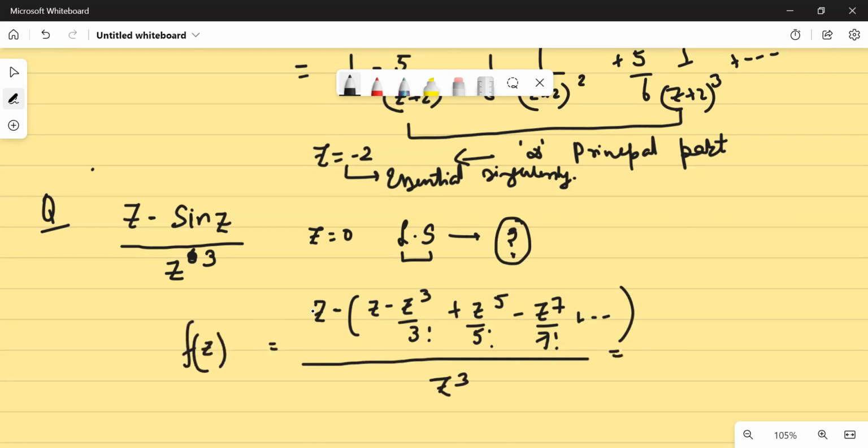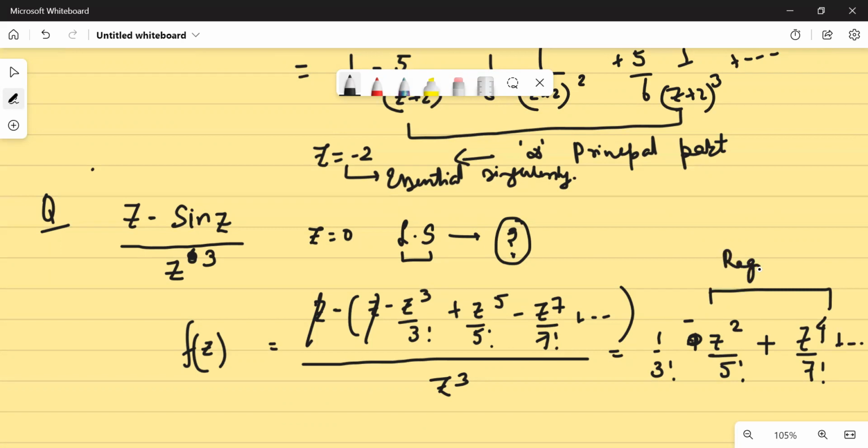So what you'll find, you'll simply find z gets cancelled with z. You have 1 upon 3 factorial. Then you have all the terms, I think minus z² upon 5 factorial, then you have plus z raised to power 4 upon 7 factorial. और अब तुम देखोगे कि सारे term regular ही हैं, there is no principal part. If there is no principal part, in fact there is no principal part.